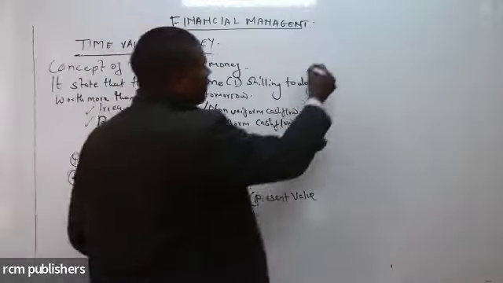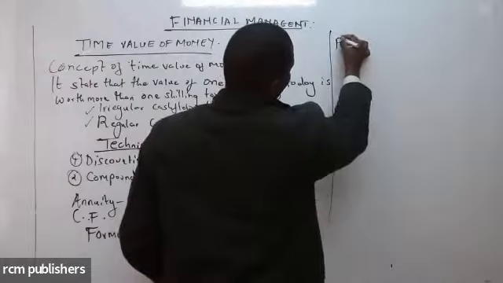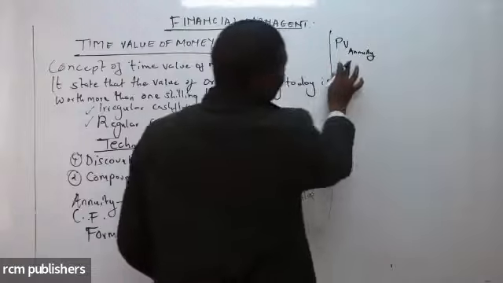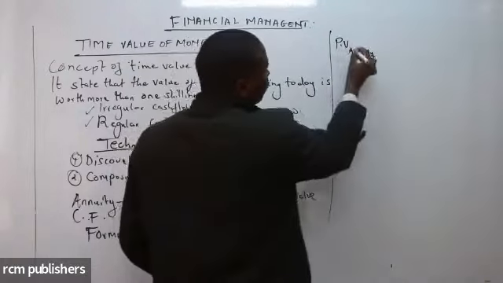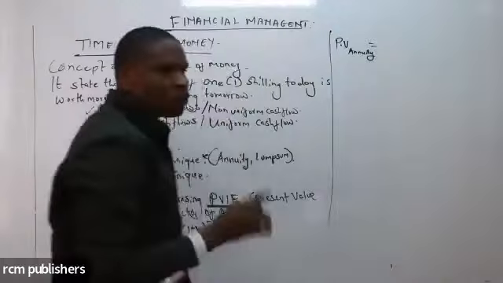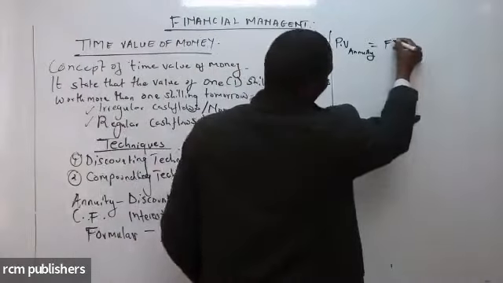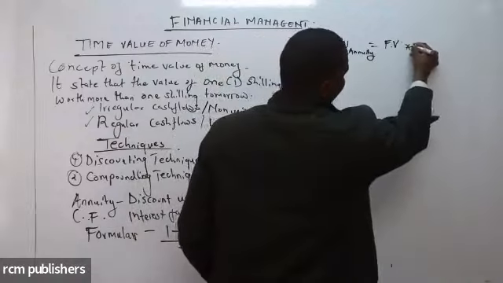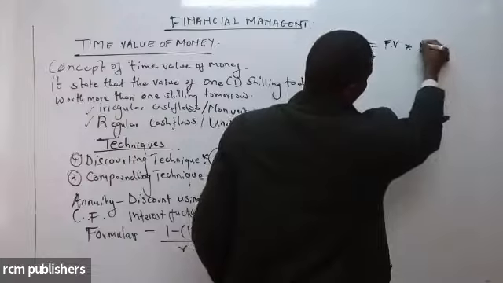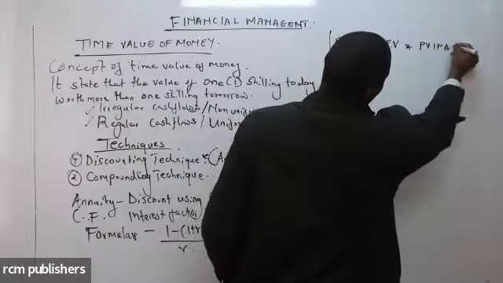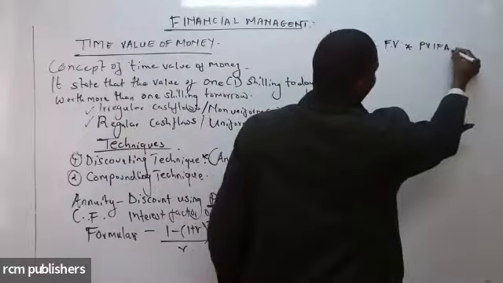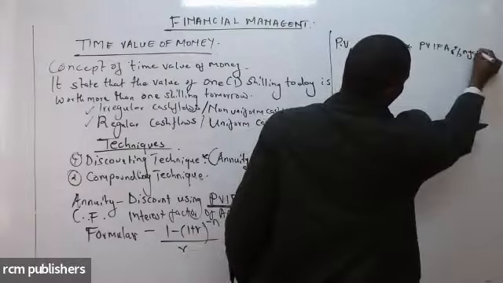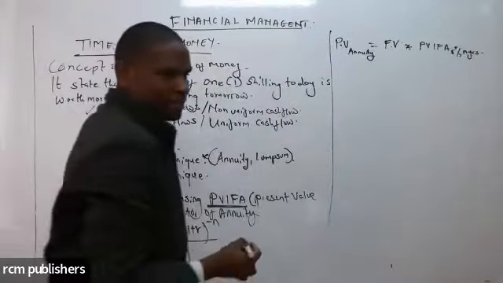And now, how do we get the present value of annuity? When I mention annuity, it is the uniform cash flow. To get that, you take the future value amount times the PVFA. That is very important. And this PVFA, it is R%, that is the rate, and N years.